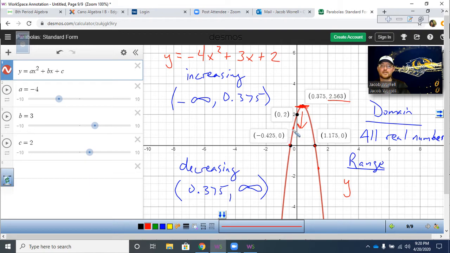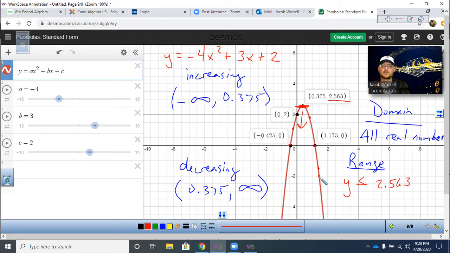Here's an answer, there's an answer. Anywhere on this graph, I can put a point on that curve, that's a possible answer. Okay? The y value for that point is a possible answer. So all of them are less than or equal to 2.563, because that's the highest one. That was my maximum y value. So all my other answers are going to be lower than that.